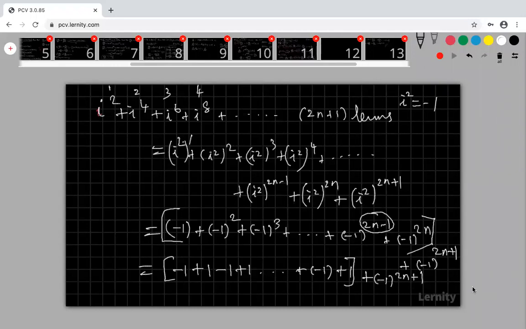Are you clear? So all these will be cancelled. Look at that. This 2n plus 1 is an odd number. Your 2n is always even. My 2n minus 1, 2n plus 1 is always odd. So therefore minus 1 is the answer. Are you okay? Minus 1 is the answer.